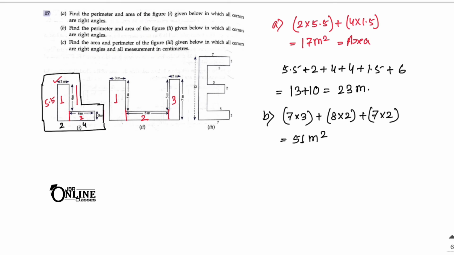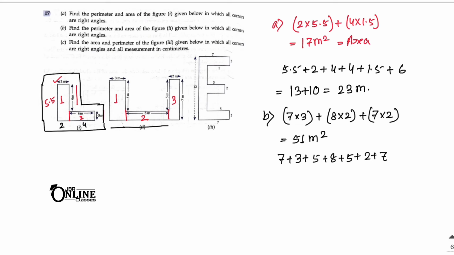Now you have to find out the perimeter. Okay, so for the perimeter here, first one will be 7, then 3, then 5, then 8, then 5, then 2, then 7. And the lower one, as here this one 3, then again 8.